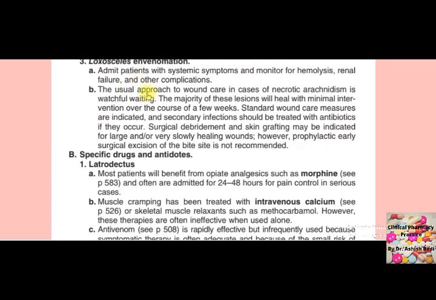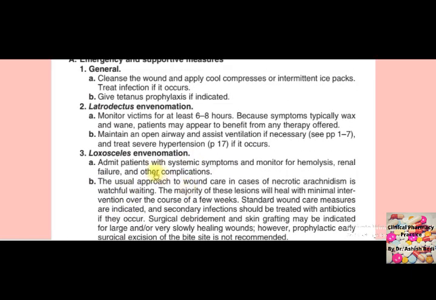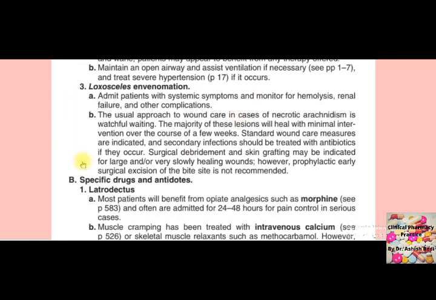Loxosceles envenomation. Admit patients with systemic symptoms only. Don't admit patients with local symptoms. I think Loxosceles envenomation appears at lower levels in comparison to Latrodectus, because Latrodectus envenomation is more potent than Loxosceles envenomation. However, you have to admit the patient with systemic symptoms, and monitor them for hemolysis, renal failure and other complications also.